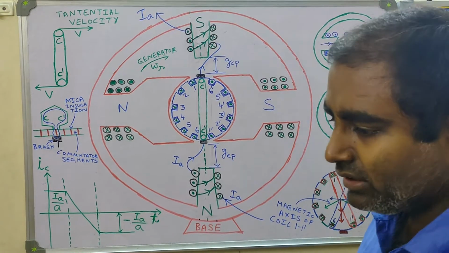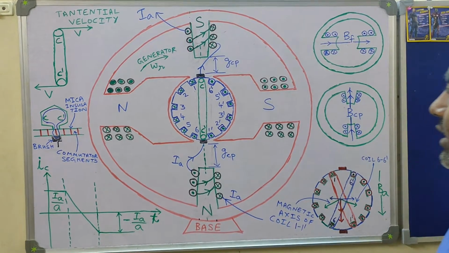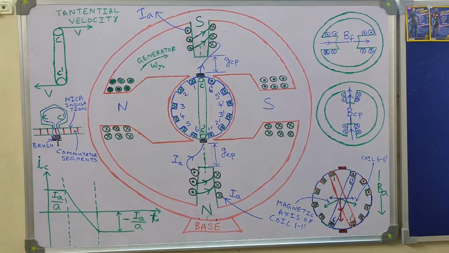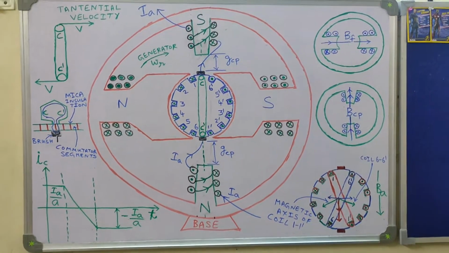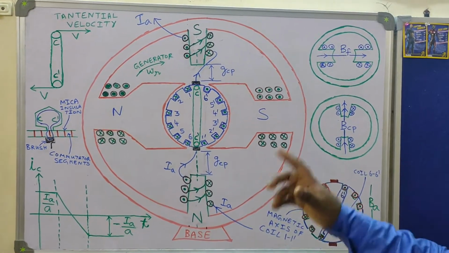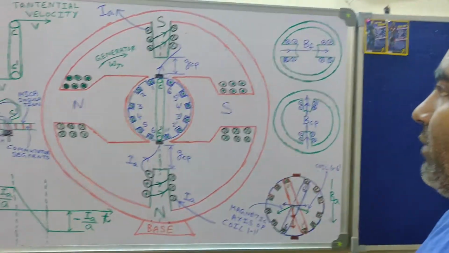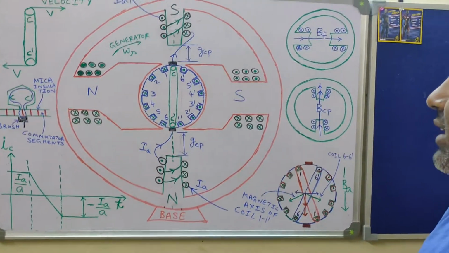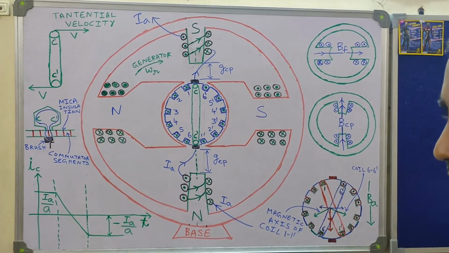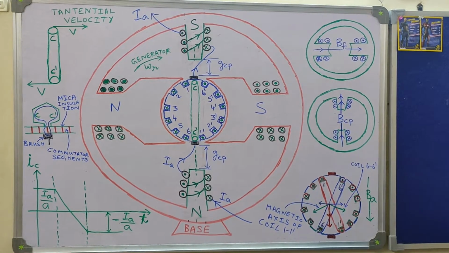Why have I taken the number of poles to be 2? Because if we take the number of poles to be 2, there is no confusion or ambiguity between electrical degree and mechanical degree, because we know that theta electrical is given by P divided by 2 multiplied by theta mechanical. So if the number of poles is 2, then theta electrical and theta mechanical are the same.